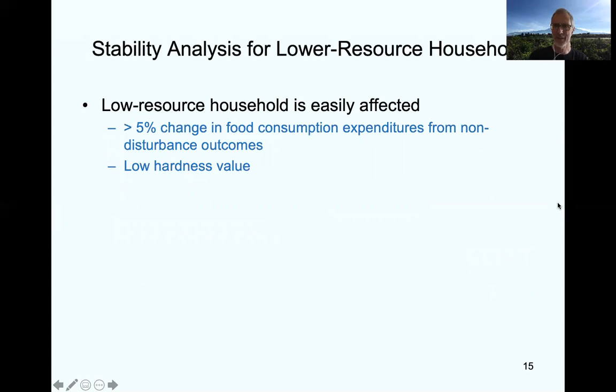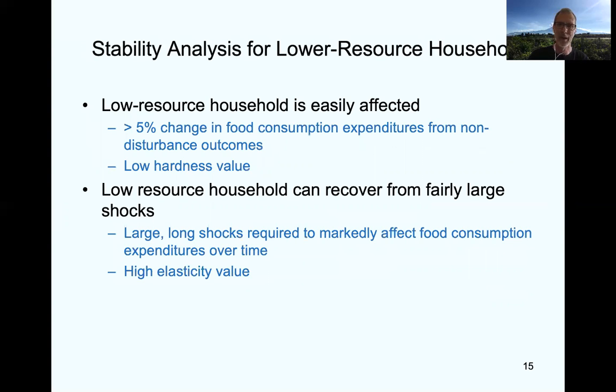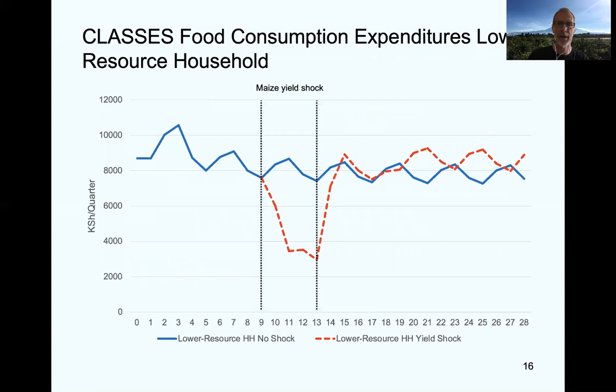And this is a way of saying that low resource households can be easily affected. It has a low hardness value, but it can also recover. And both of these are important pieces of information that might be relevant for formulating appropriate policies in response to a maize yield shortfall. Okay?